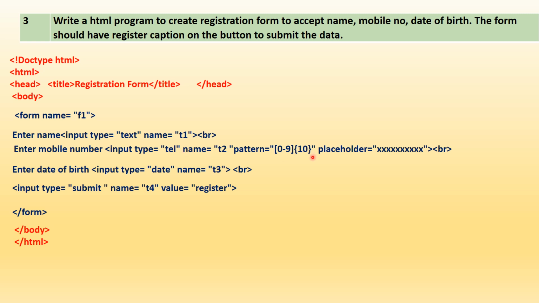So here you just have to mention the mobile number. I'm not using 91 here. So that is 10-digit mobile number and 0 to 9 placeholder, which is a hint to the user. Next is date of birth. Input type equal to date.